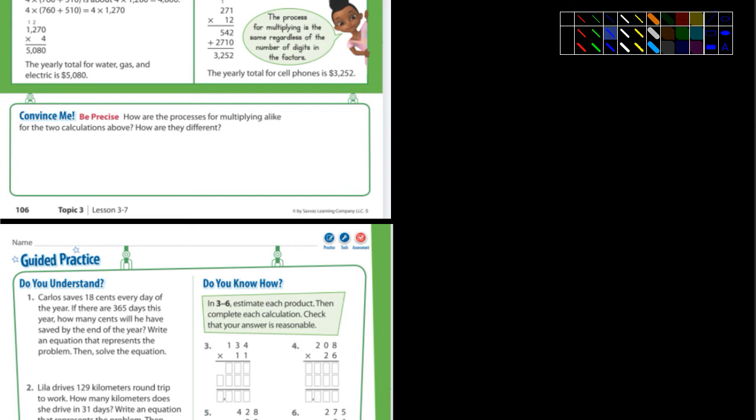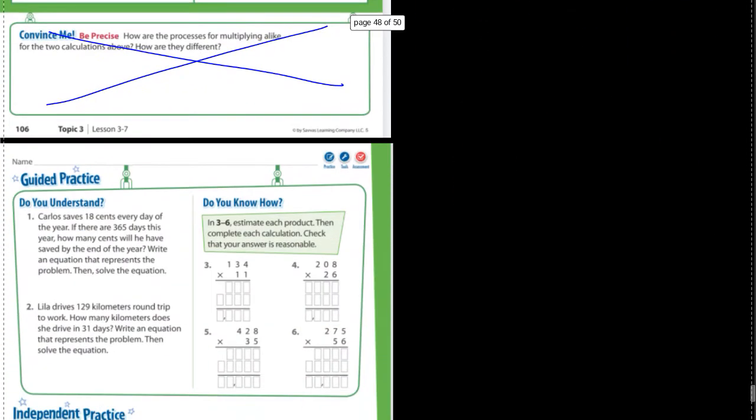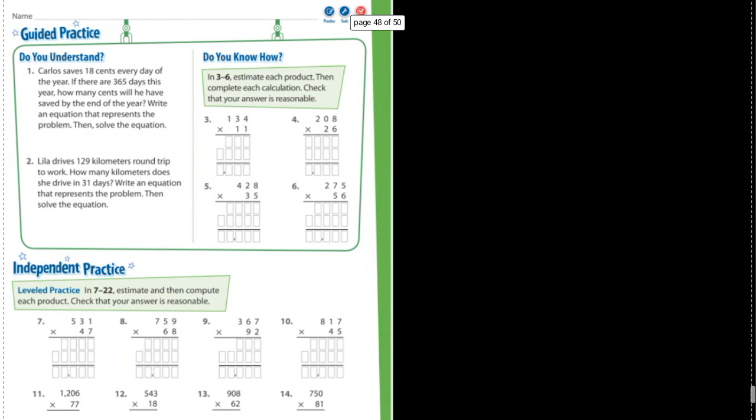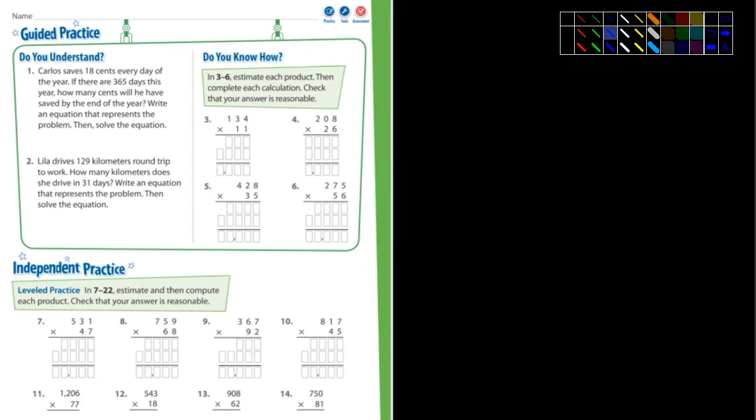I'm not worried about the convince me. You can put a cross through that. So let's look at the guided practice. So it says Carlos, I'm looking at number 1 here. Carlos saves 18 cents every day of the year. If there's 365 days in the year, how many cents will he have saved by the end of the year?